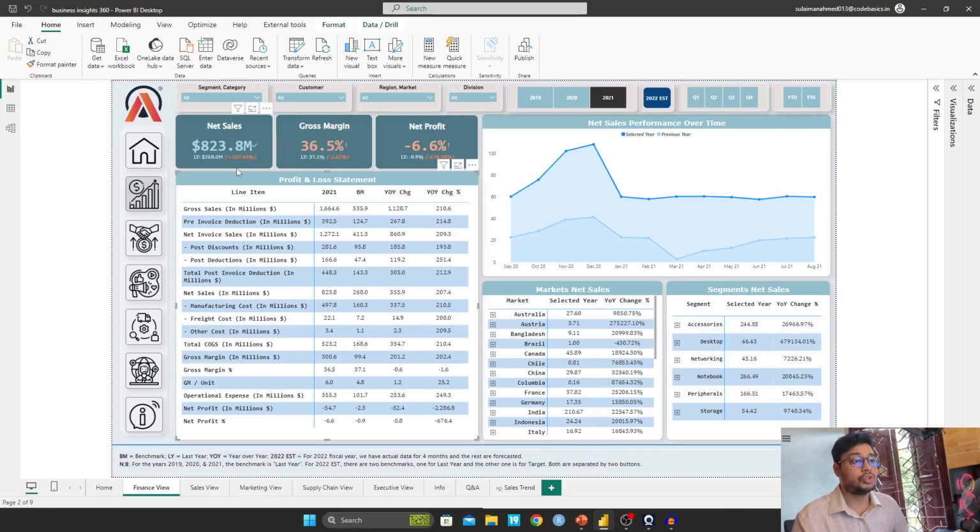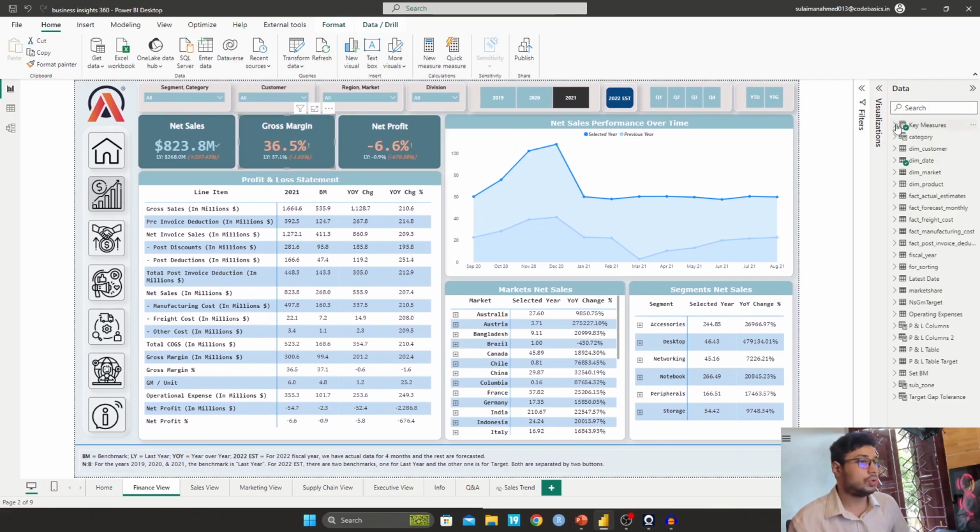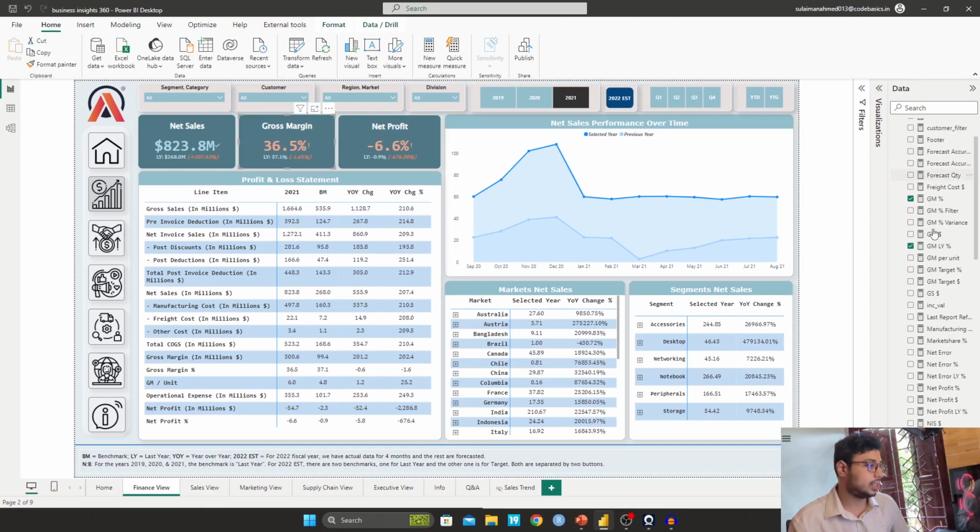The finance executive can easily see this and understand that his company is doing good business. Also the gross margin: net sales is showing good, but the gross margin is showing that there has been a 1% loss in the business. And the net profit, okay, so why is that? Let us see what net sales is.